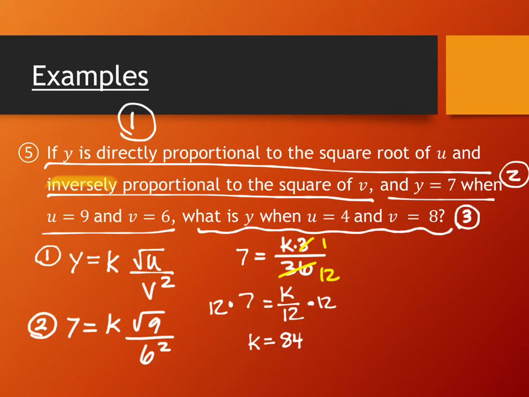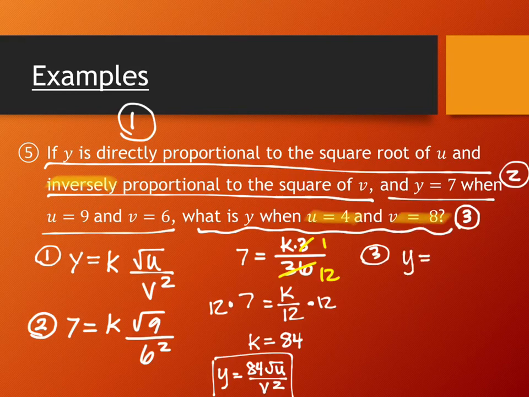k is 84. So what's my actual equation now that I can pull all the pieces together? Excellent. Okay, does that look okay for step 2? Yeah? Cool. And then step 3 says I have u is 4, v is 8, and I need to solve for y. So y equals 84 times the square root of u, so the square root of 4, over v squared, which is 8 squared.